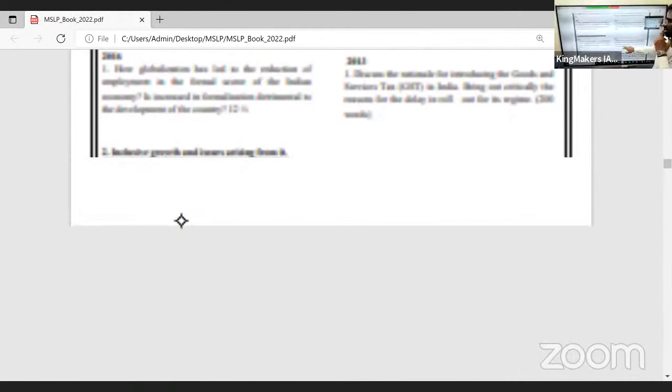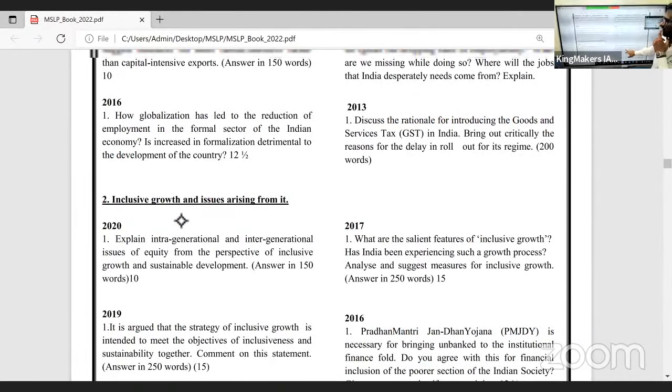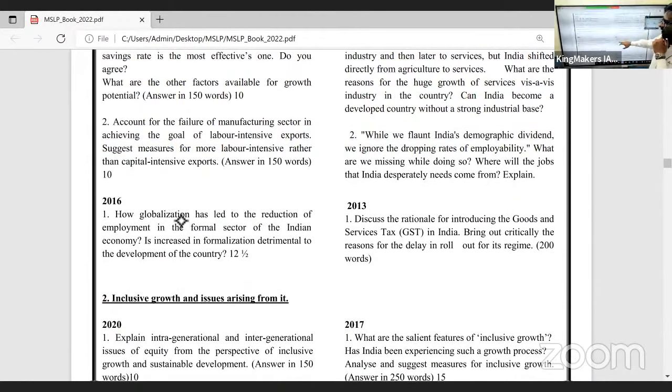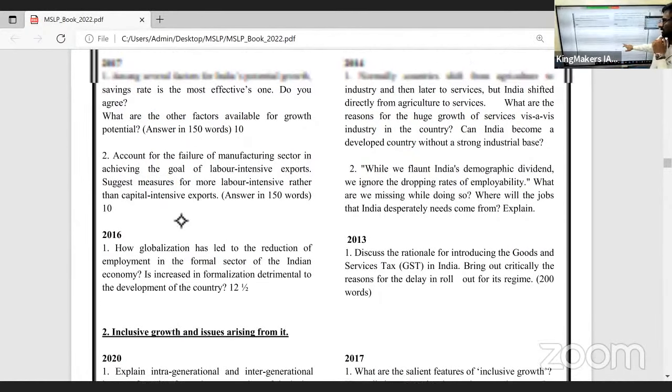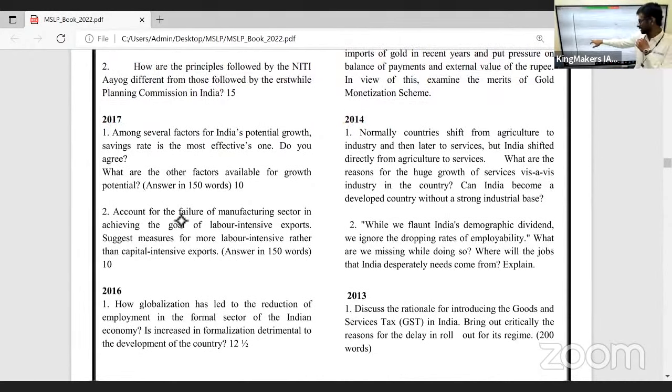See, this question was again a well expected question. Which of the following taxes was included in the GST? Such a question came. Then: failure of the manufacturing sector in achieving the goal of labor intensive exports. In the Economic Survey, we would have talked about this in a chapter across the 3 years. Take any of the Economic Surveys and check.